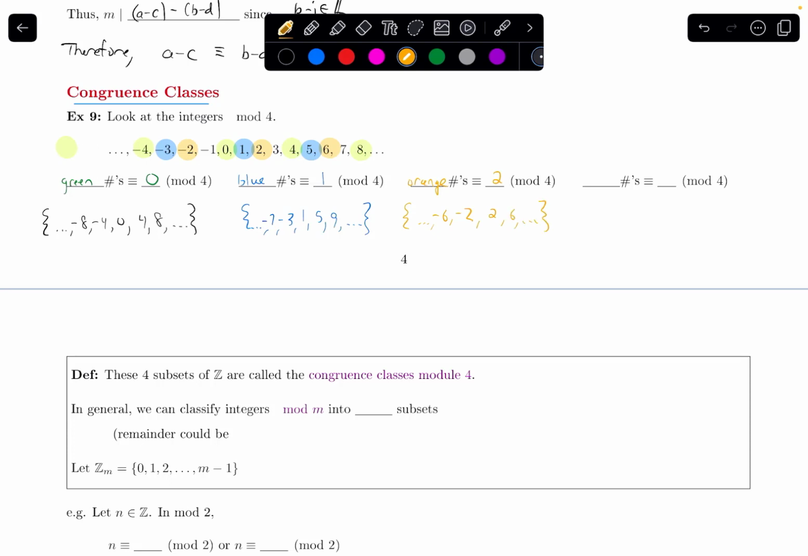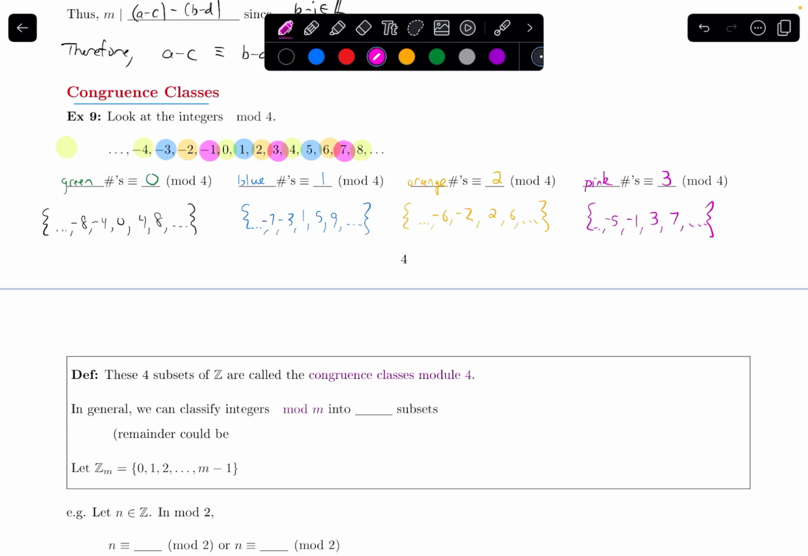We have one more group, which is, what if the remainder, let's pick a new color, what if the remainder was 3? So numbers like 3 and 7. The next one would have been 11 this way. In the negative direction, I'd have -1 and so on. Those pink numbers are all congruent to one another. They all have the same remainder as one another, and that remainder is 3. So these are numbers like 3 and 7, and in the negative direction, -1 and then -5.